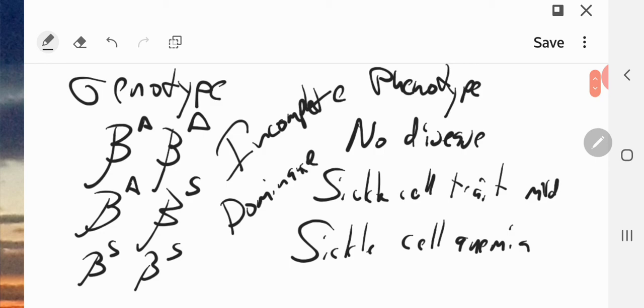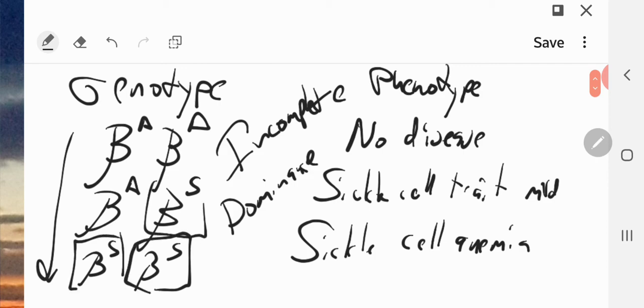Incomplete dominance, and this is like a dosage thing. So the more copies of the beta S you have, the stronger the condition, right? This is like a mixture. It's not codominant where you get both. It's not complete dominance. This is like the more copies you have, the more of a dosage you get, or the stronger of a reaction it is.